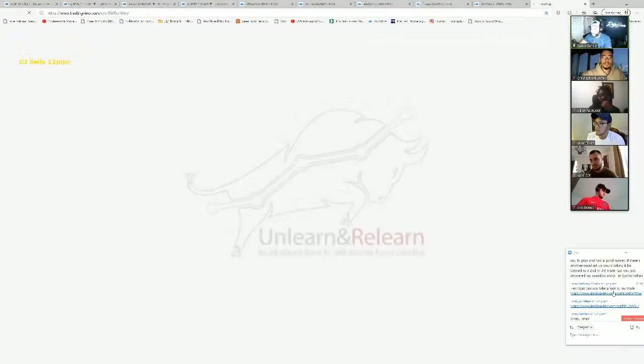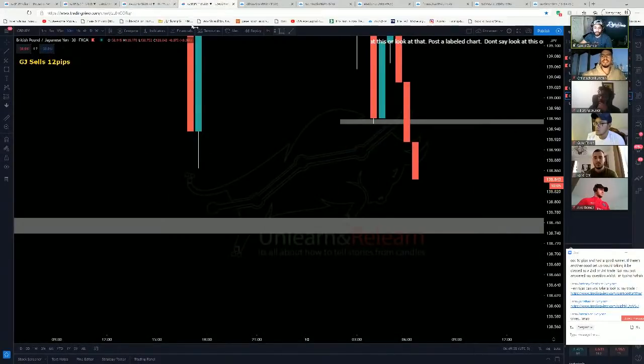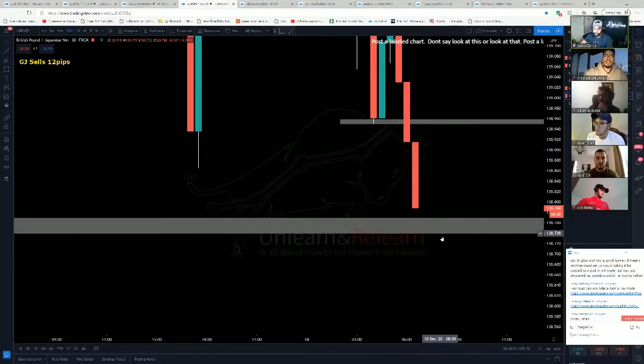All right, let's take a look at this chart over here. Support formed, price closed below, lows entered, once it hit 5 pips, put stops at break even, closed at 10 pips. See, when you put stops at break even after 5 pips, that's where your chances of getting stopped out become higher. Because when you're putting stops at break even too quickly and price retraces, the spread can basically take you out. So you'll have to be careful with that.